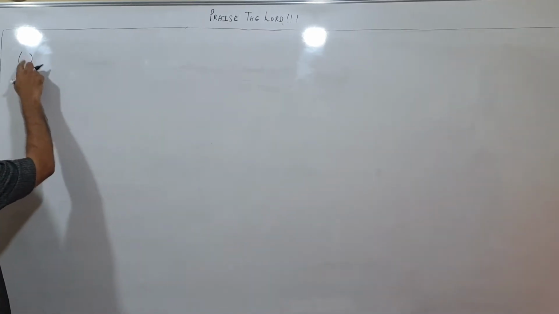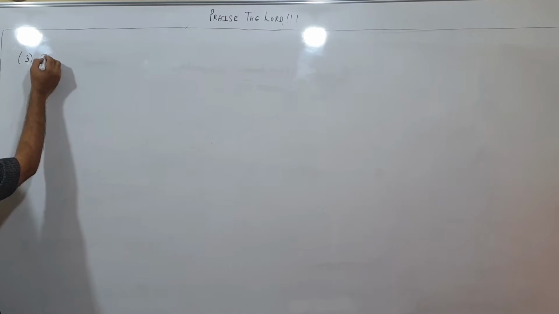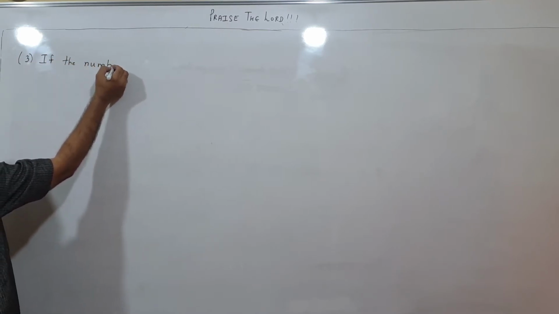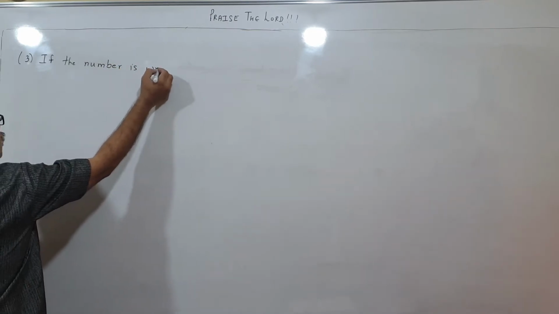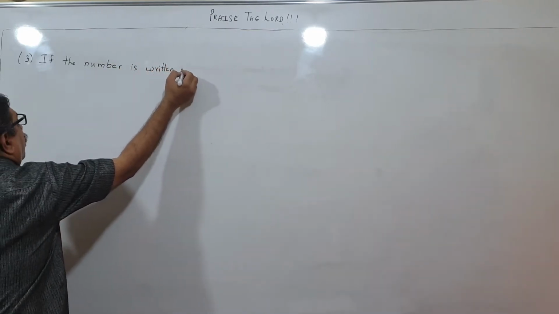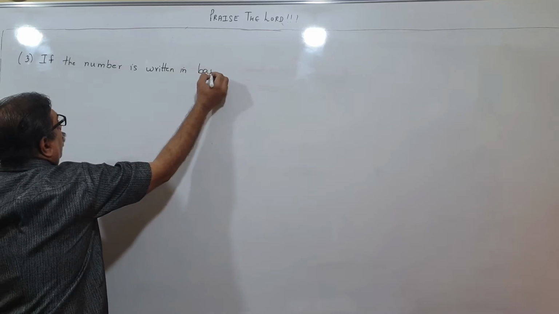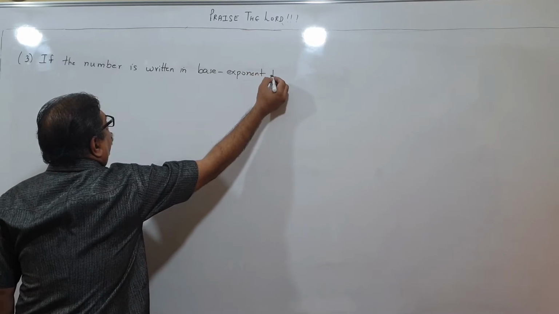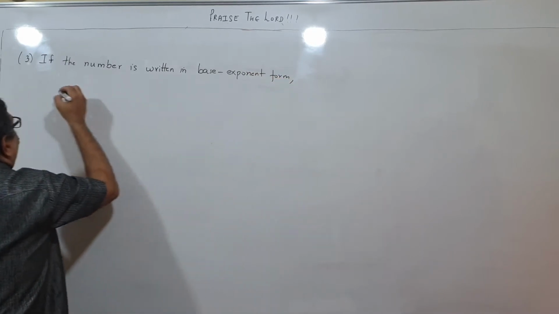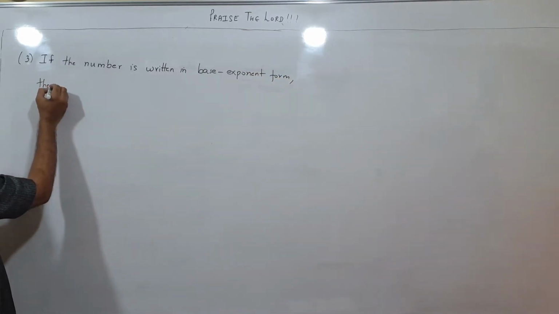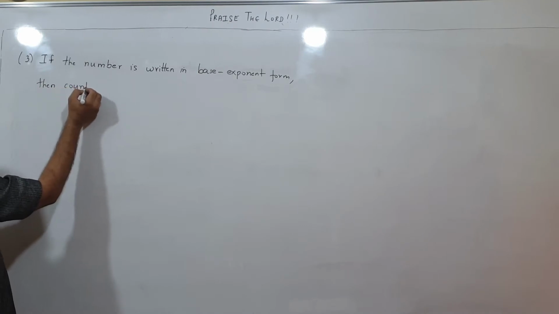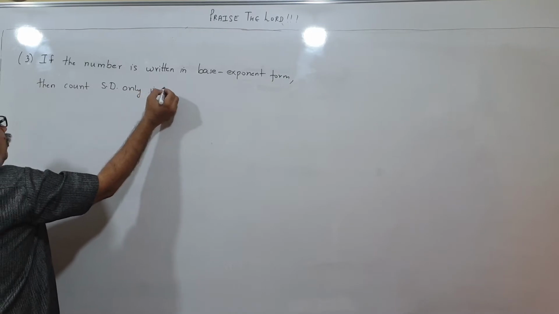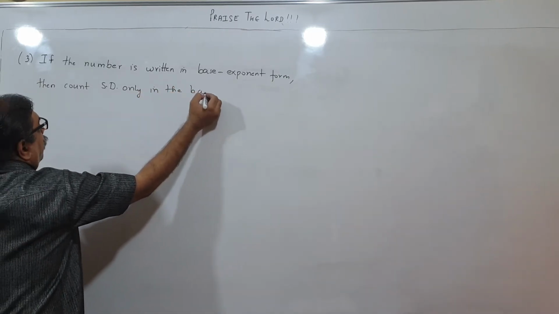Third rule goes like this. If the number is written in base exponent form, then count significant digits only in the base part.